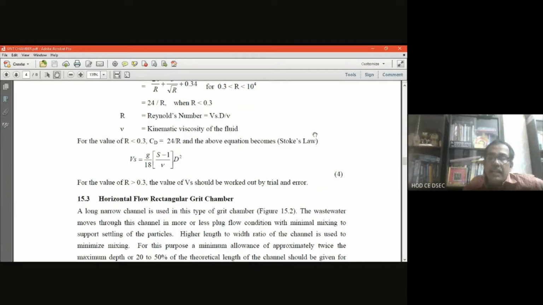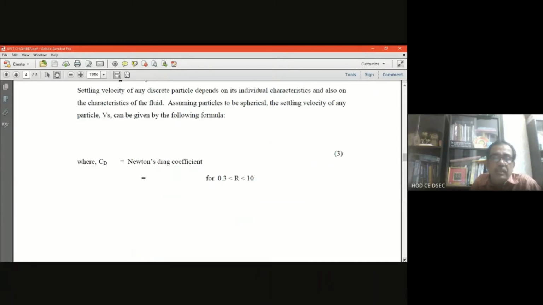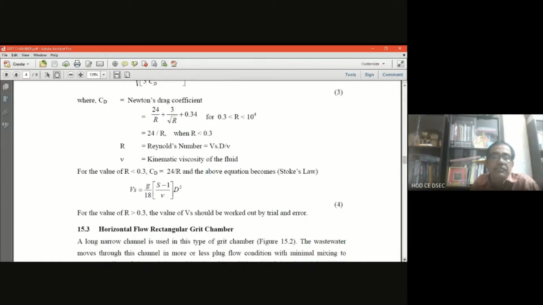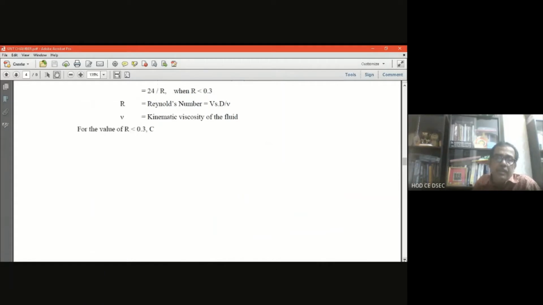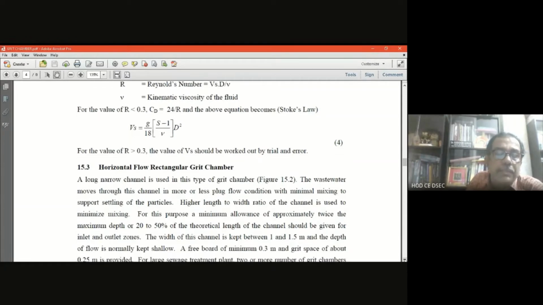But if R is greater than 0.3 after finding the Vs value, then you have two unknowns. You do not know what Vs is, and you do not know what CD is, because CD also depends on R. Since there are two unknowns in one equation, you have to go for the trial and error method to find out Vs. That is the principle in designing the grit chamber. You have to go for the trial method if the R value is greater than 0.3, and we will definitely see this in the consecutive numericals when we discuss them.